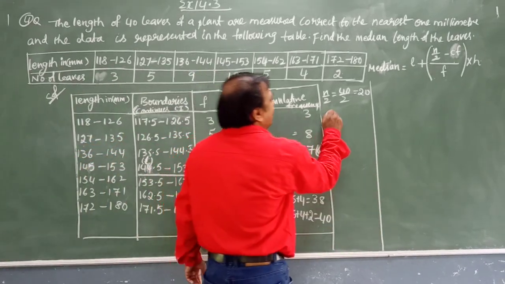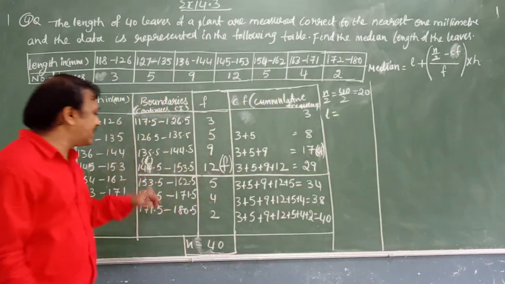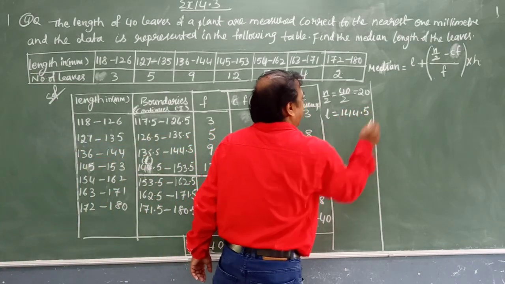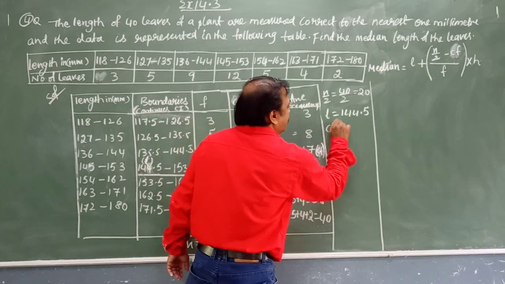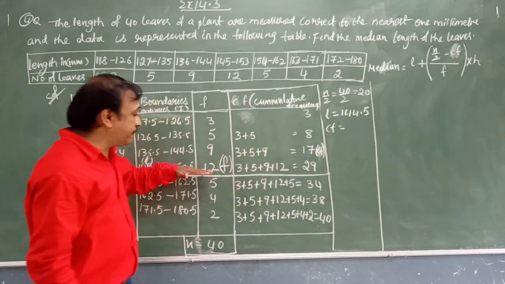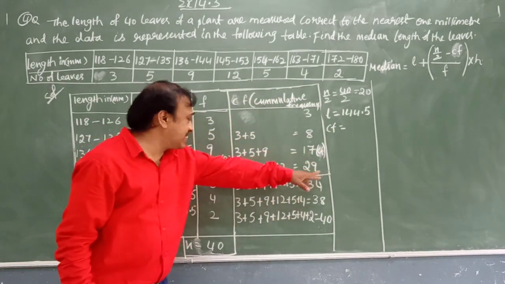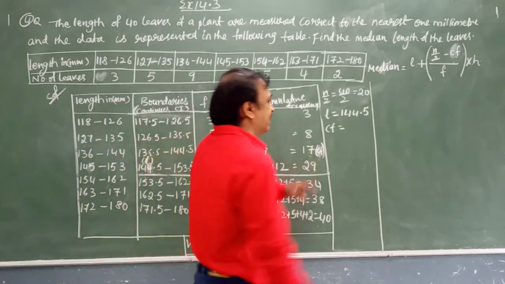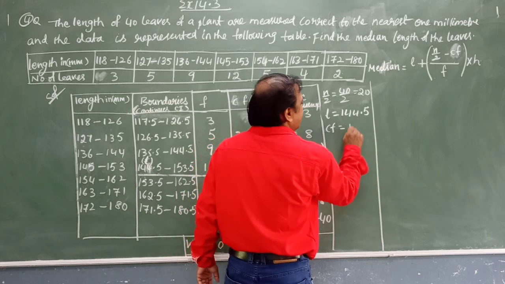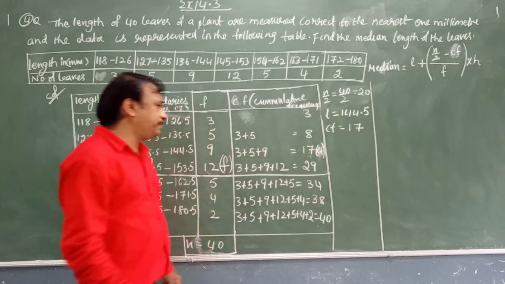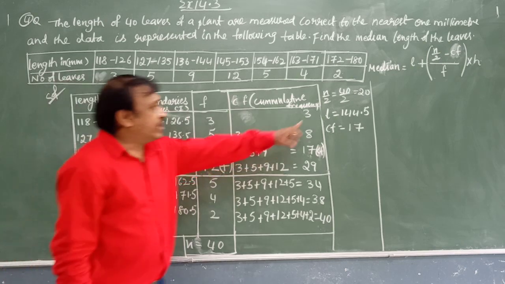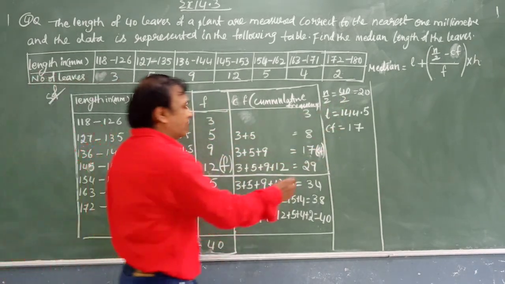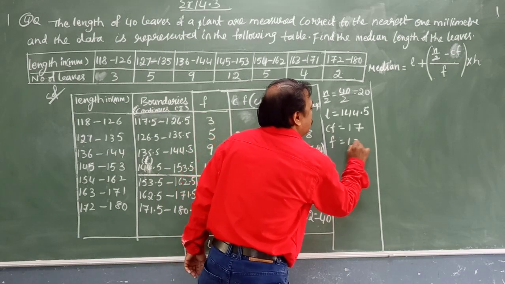Now we write all the values first. L is equal to 144.5. Next, CF, the cumulative frequency preceding the median class. This is the median class frequency, and preceding it is 17. So CF is 17. Then we got L value, CF, and F. F, the frequency, is equal to 12.